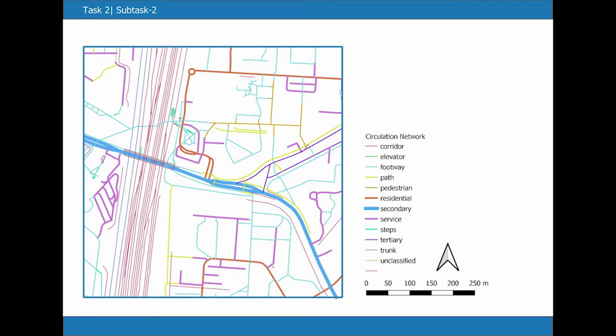In another tutorial, we have created a circulation network diagram using QGIS. Then we have categorized the circulation according to the connection type, like roads, pedestrian, footpath, etc.